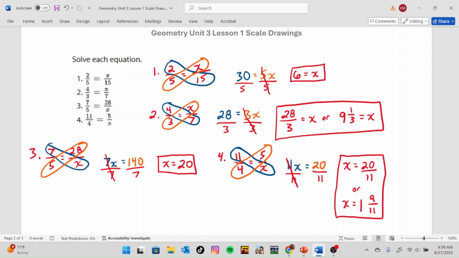So once you get your ratios set up properly and set equal to each other, this is how you solve for the missing variable. I hope this makes sense to you.